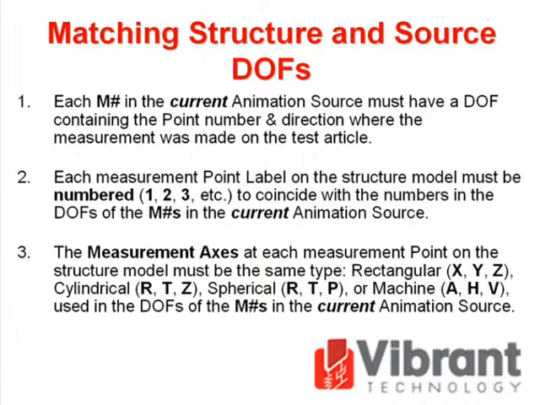2. Each measurement point label on the structure model must be numbered to coincide with the numbers in the DOFs of the measurement numbers in the current animation source. 3. The measurement axis at each measurement point on the structure model must be the same type, rectangular, cylindrical, spherical, or machine, used in the DOFs of the measurement numbers in the current animation source. In addition, the measurement axes must coincide with the actual directions of the measurement.